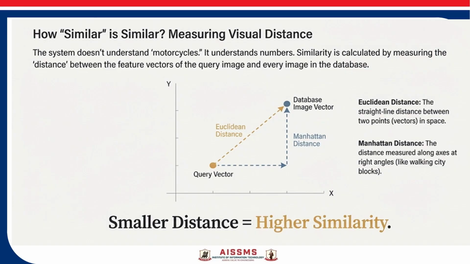You might wonder, how does a machine know if two images are similar? It doesn't understand motorcycles or landscapes. It understands numbers. Similarity is calculated by measuring the visual distance between vectors. Euclidean distance measures the straight line distance between two points in a mathematical space. Manhattan distance measures distance along axes at right angles, much like walking city blocks. The rule is simple: the smaller the distance, the higher the similarity.